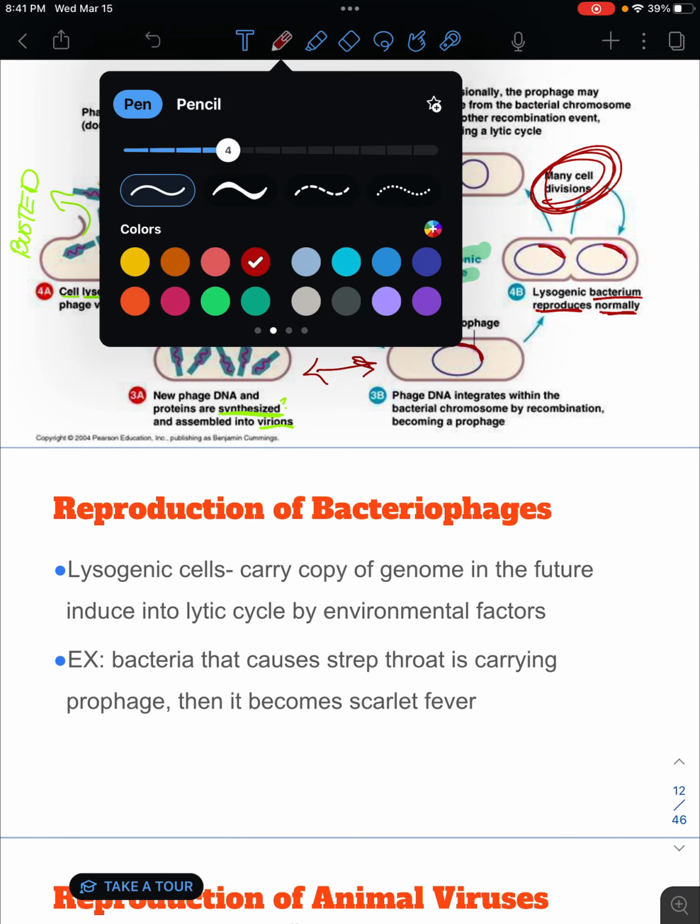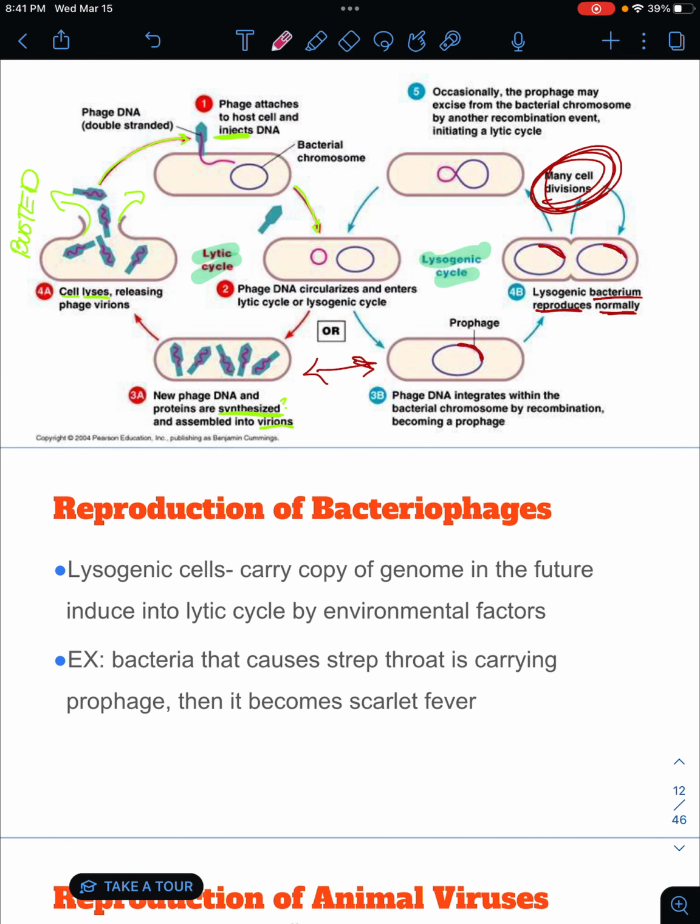So lysogenic cells carry a copy of the genome and can in the future be induced into the lytic cycle by environmental factors. So I just said that. These lysogenic cells up here carry the genome and will go into the lytic cycle at some point and will be induced into that, probably by some sort of environmental factor.